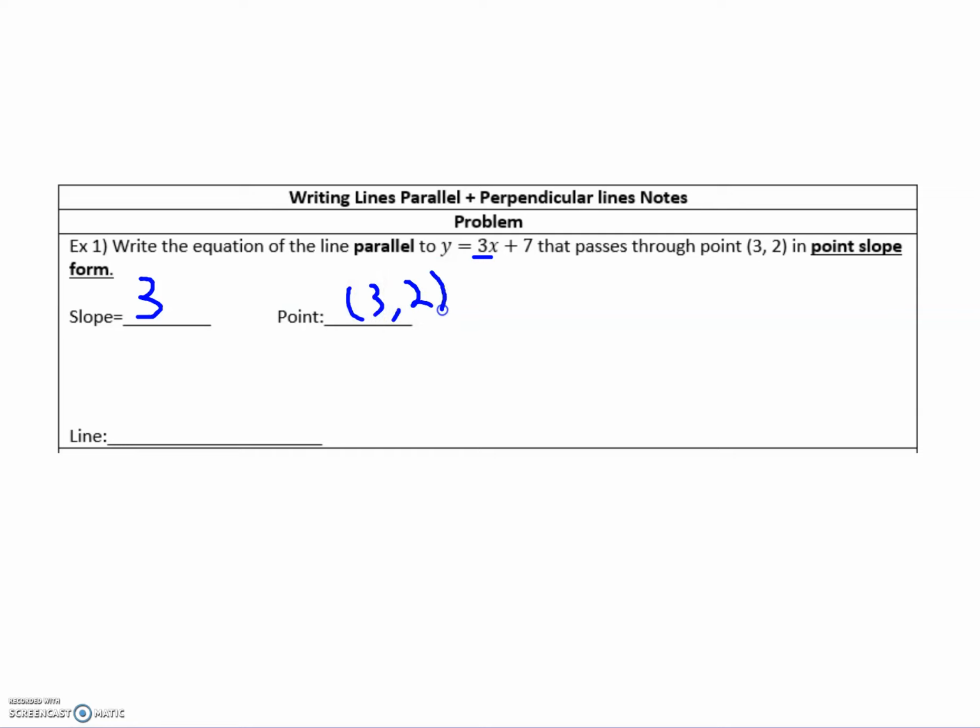I need to write this equation in point slope form because I have a point and I have a slope. So I'm going to write y minus 2 is equal to 3 times (x minus 3). Is that the final form that I need? Yes, point slope, so that's it. I'm done, and this is my answer.